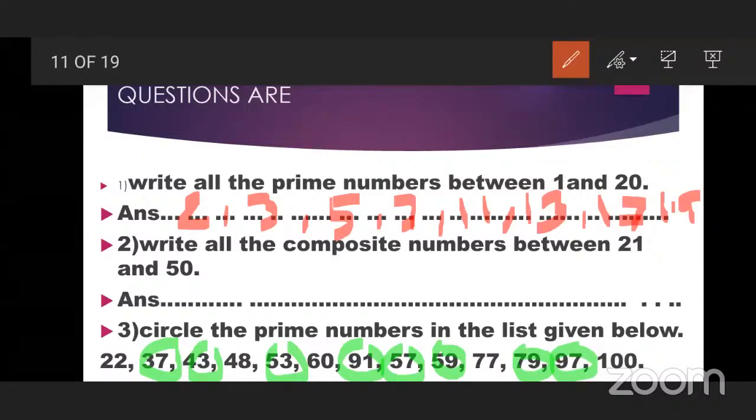So in this way, if such examples are asked in your exam, then you can easily identify the prime numbers and composite numbers, and easily give the answer.